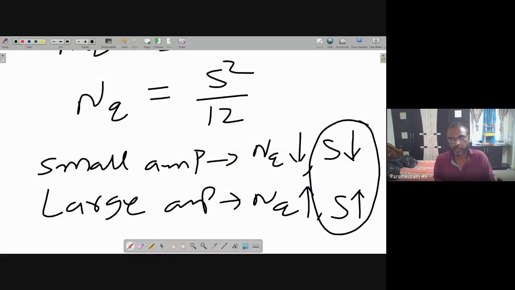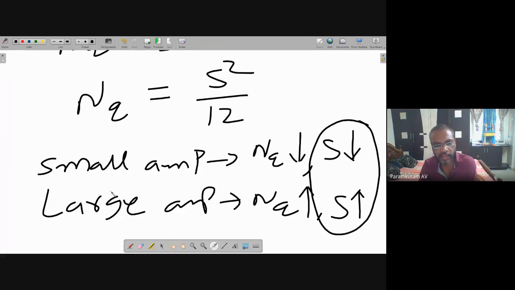You note here step size is not constant. The step size is varied according to the message signal. You note down, the step size is small for small amplitudes of the signal, and the step size is large for large amplitudes of the signal. Then that quantization is called non-uniform quantization.